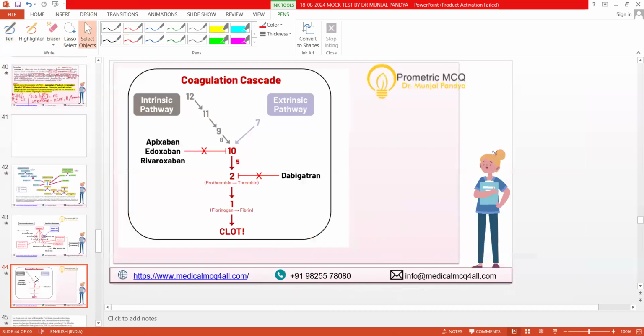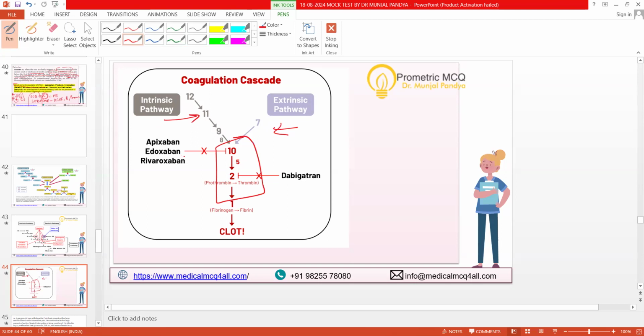So this is how they act. This is very important, right? This is the clotting cascade. I will teach you later on; we are over time. So this is the clotting cascade. This is the intrinsic pathway, this is the extrinsic pathway, and this is the common pathway.